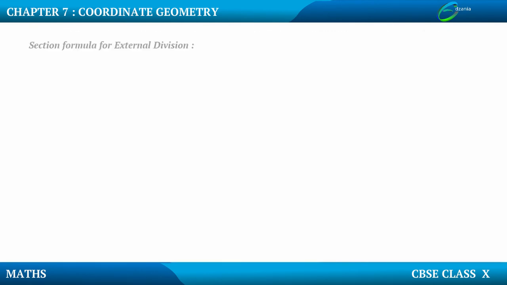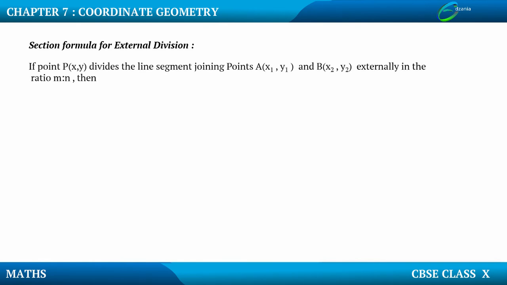Now let us move on to section formula for external division. So for that, if point P (x, y) divides the line segment joining points A (x1, y1) and B (x2, y2) externally in the ratio m is to n, then let us see what happens. So let me consider 2 points. Now this point is A, the final point is P, and in between A and P you'll have a point B.